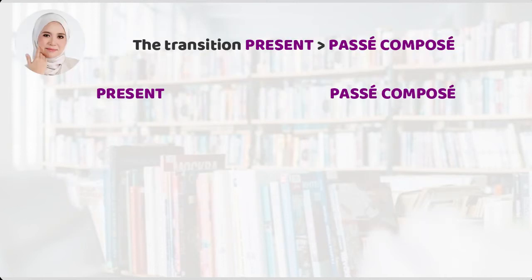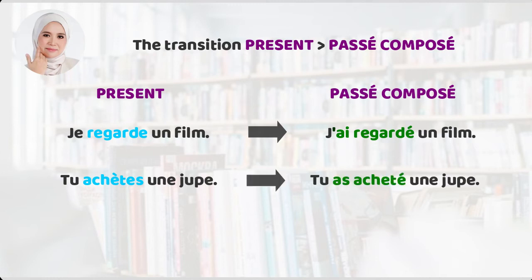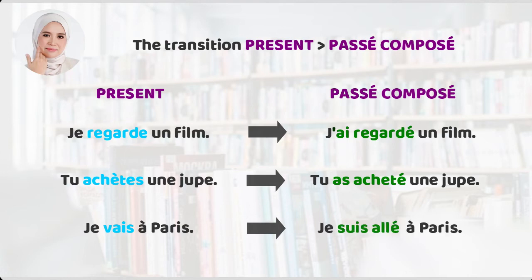In this chart, we are going to look at the transition of sentences in present tense to passé composé. Here we have 3 examples. Je regarde un film, I watch a film, becomes j'ai regardé un film, I have watched a film. Tu achètes une jupe, you buy a skirt, becomes tu as acheté une jupe. And the last is je vais à Paris, I go to Paris, becomes je suis allé à Paris, I went to Paris.